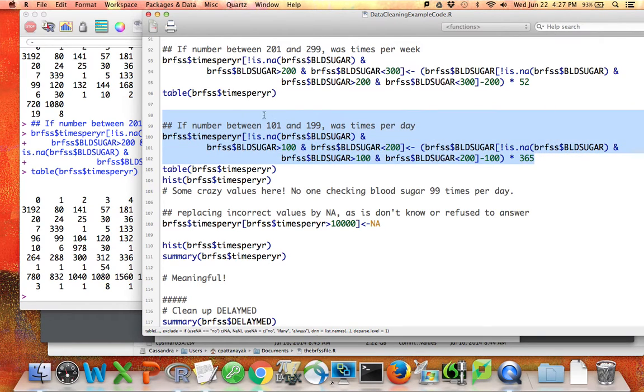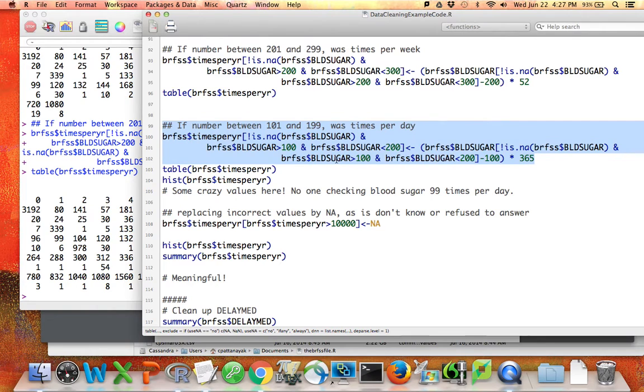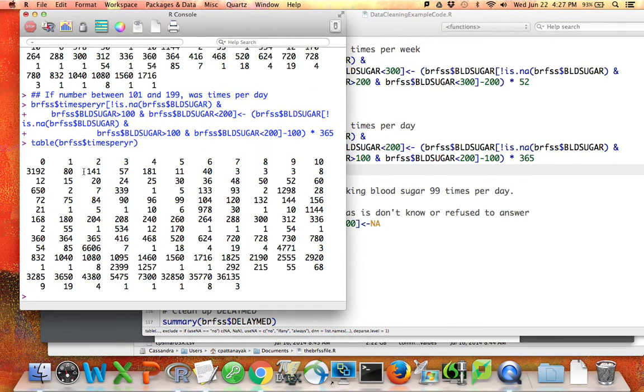I suggest looking carefully at this code to make sure you understand each statement that's in here, but you may not want to try printing it onto your screen because if you look here, there were almost 16,000 people who gave their response in terms of times per day, so that may not be something you want to look at on your screen. I can run it though, and I can make a table, and now I'm starting to have useful information about how many times per year each person checked their blood sugar.